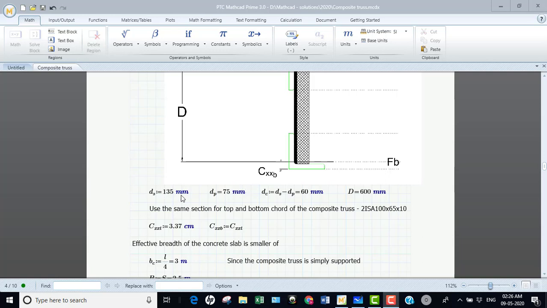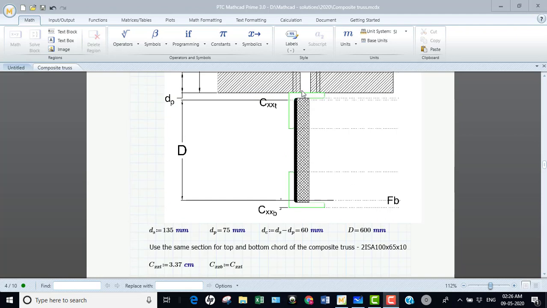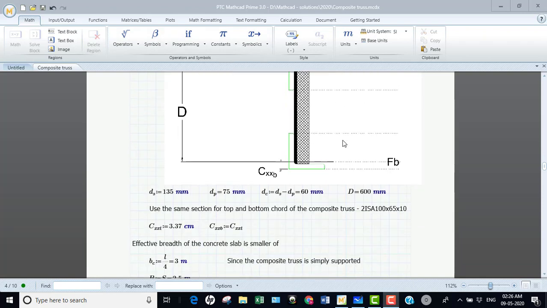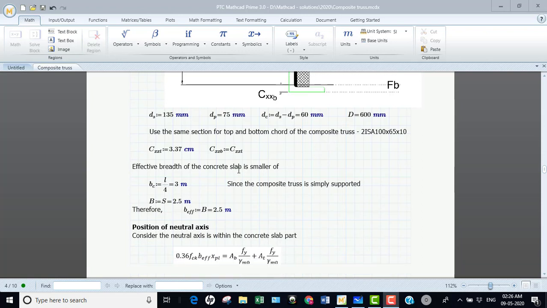Taking these dimensions, I'll take all the dimensions which are already defined in the pre-composite stage because we know what is the top chord member. I'm going to have the same as a bottom chord member. Problem also defines what will be the concrete slab part. Taking that into consideration, I go for the calculation of moment capacity. To get the moment capacity, I should calculate the position of neutral axis under the given load.